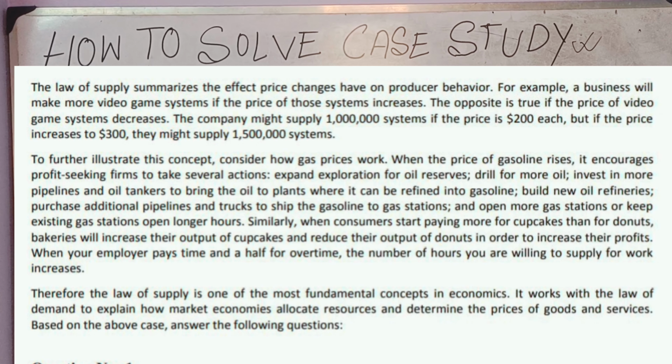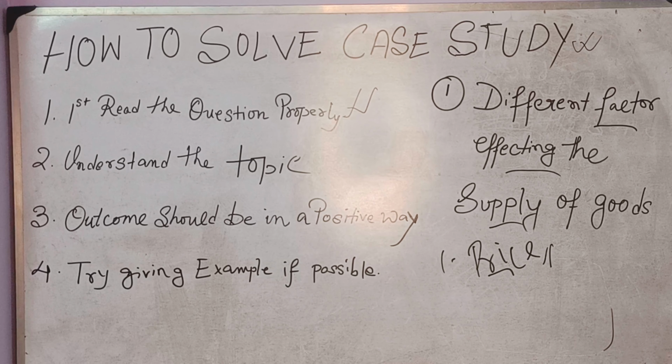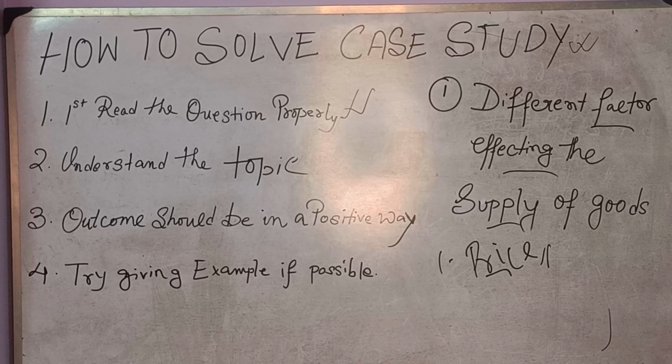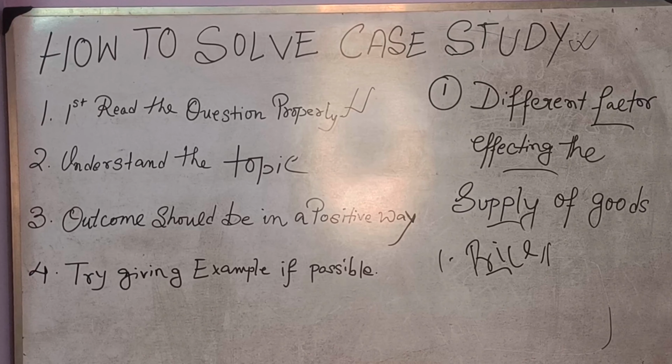Here also in the second paragraph we can see that when the price of gasoline increases, it encourages profit-seeking firms to take several actions like expand exploration of oil reserves, drill for more oil. So we can see there is another point we are getting here, that is cost of production. If the cost of production increases, supply is affected.